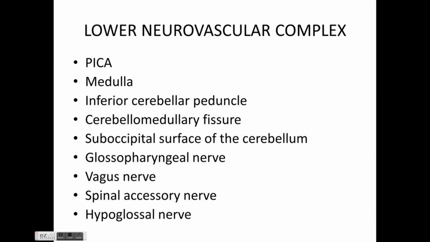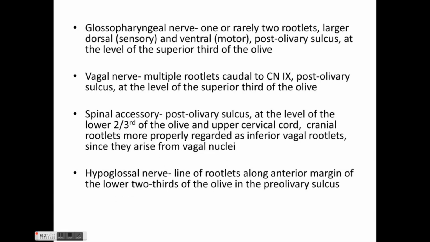In the glossopharyngeal nerve, 1 or rarely 2 rootlets are present, but most commonly only a single rootlet is present. It has a larger dorsal, which is the sensory, and a small ventral motor portion. It lies in the post-olivary sulcus at the level of the superior 1/3 of the olive. The vagus nerve has multiple rootlets caudal to the 9th nerve in the post-olivary sulcus at the level of the superior 2/3 of the olive. The spinal accessory nerve is again in the post-olivary sulcus at the level of the lower 2/3 of the olive and upper cervical cord. The cranial rootlets are more properly regarded as inferior vagal rootlets only, since they arise from the vagal nucleus.